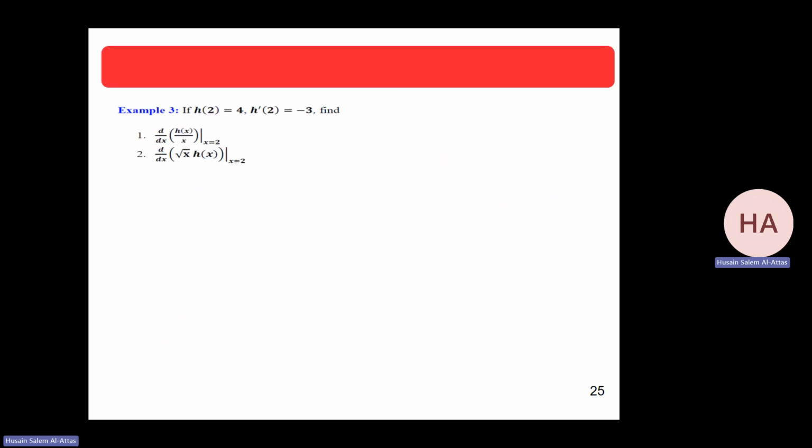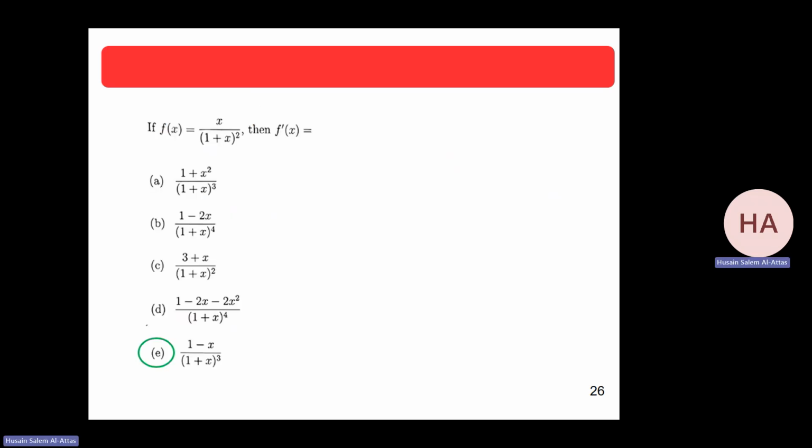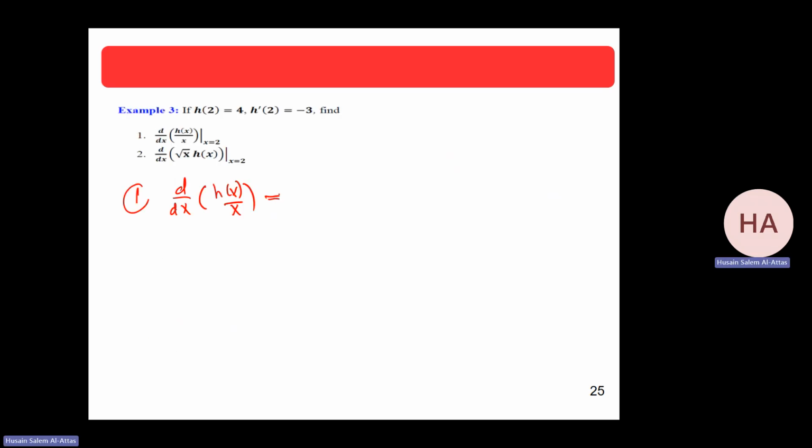Sometimes he gives it to you with an unknown function h, but he gives you some information about h, just to do substitution. So number 1, I have the quotient rule, function over function. So d over dx of h over x. That will give me what? Derivative of the numerator times the denominator minus the derivative of this, which is 1, times the numerator, over x squared. What he wanted is at x equal 1, and at x equal 2.